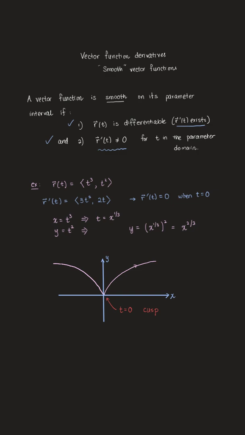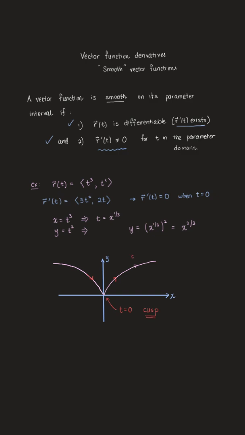because the particle from the left, if it's coming from the left, let's say that the particle is traveling in this direction, it stops at 0, 0 and then turns around and goes back up. At the moment that it stops, the velocity will be 0. And so that is what we call a cusp. And the vector function is not smooth at that value of t.